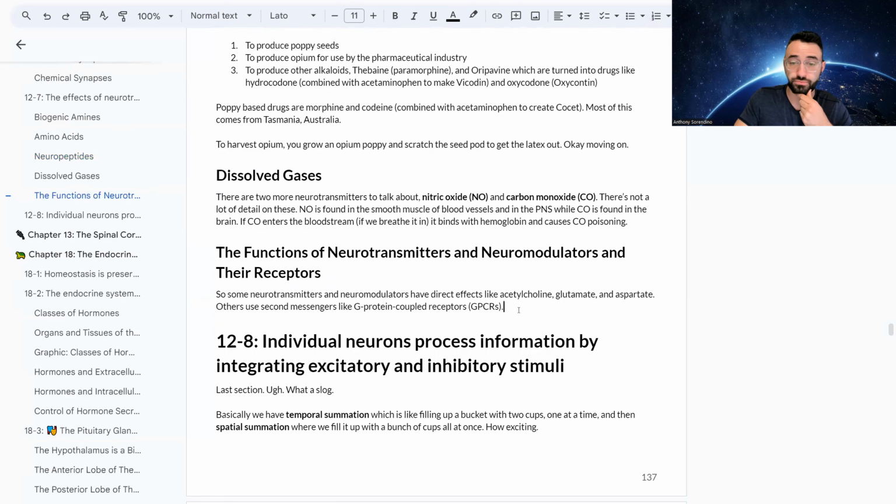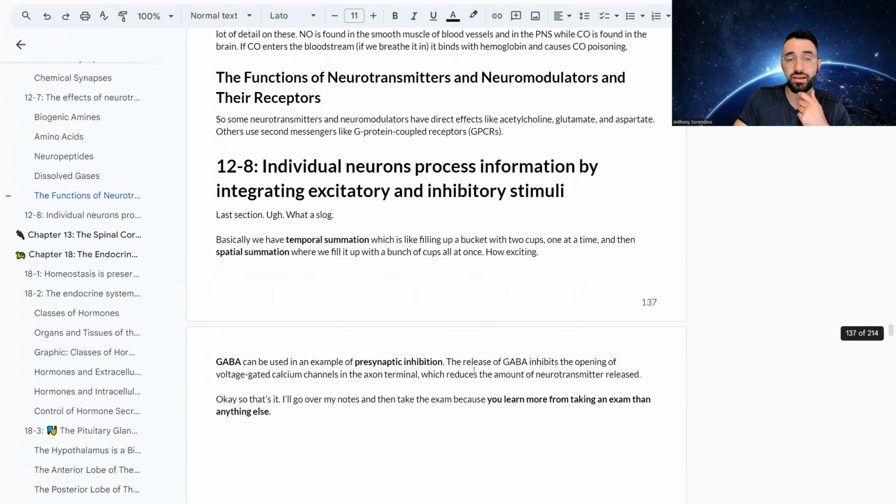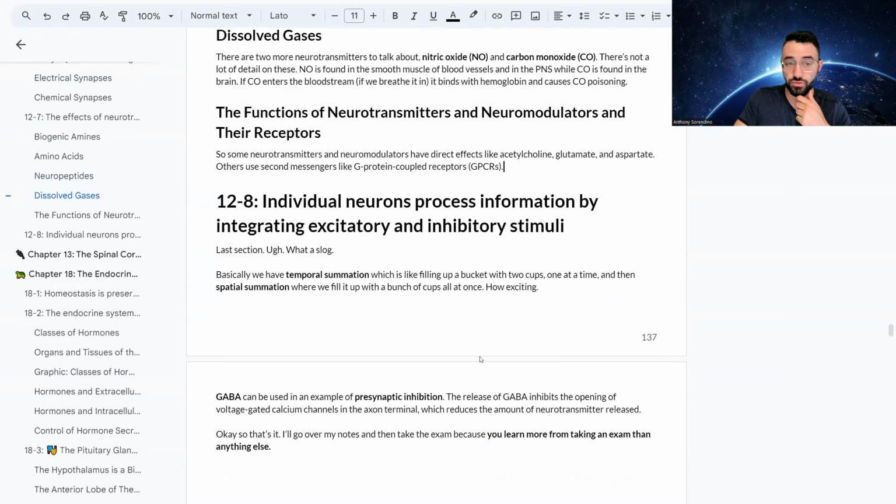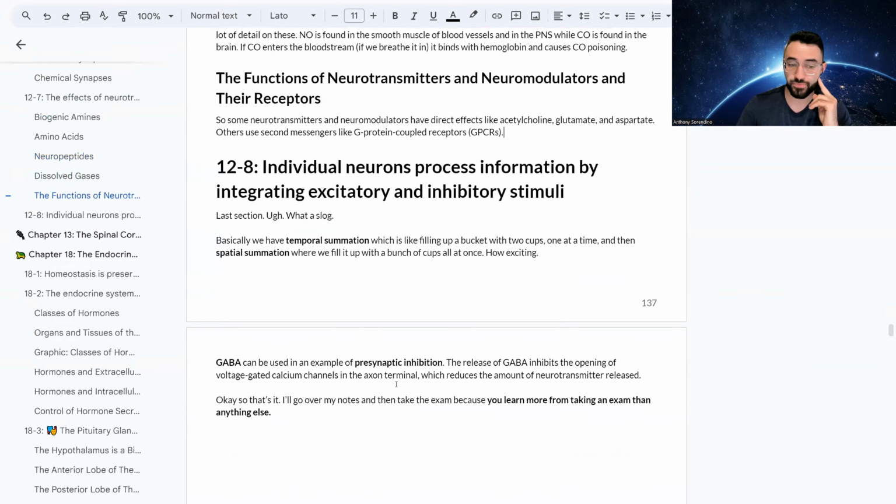Okay. Some neurotransmitters and neuromodulators have direct effects like acetylcholine, glutamate, and aspartate. Others use second messengers like G protein coupled receptors. And the last section here is individual neurons process information by integrating excitatory and inhibitory stimuli. So we have something called temporal summation, which is like filling up a bucket with cups, but one at a time. And then spatial summation, where we fill it up with a bunch of cups all at once. That's really, just remember that.